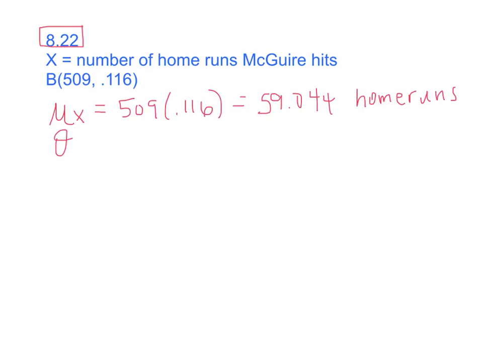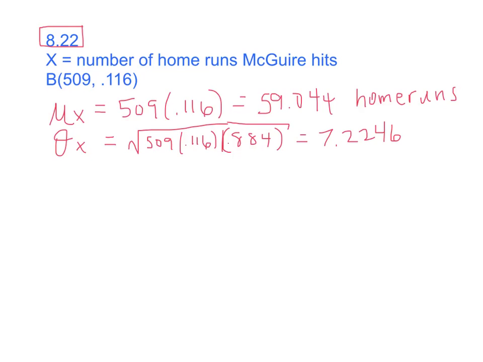For our standard deviation, we'll take the square root of 509 times 0.116 times whatever 1 minus 11.6% is, so I think that's 0.884. That should look like a parenthesis over there. So all that pops under the square root, and we will get about 7.2246 home runs.